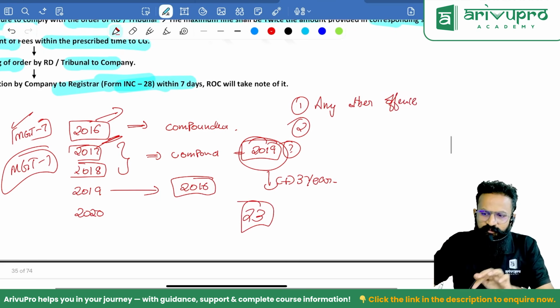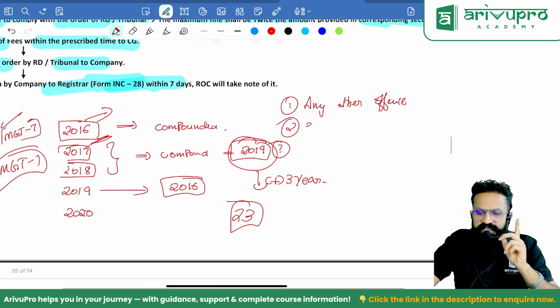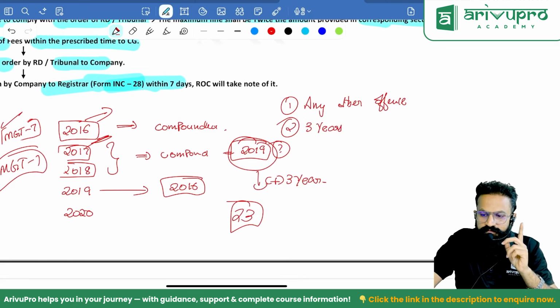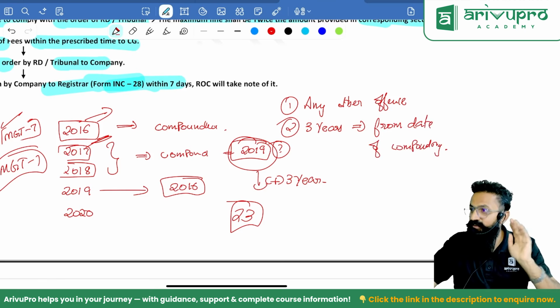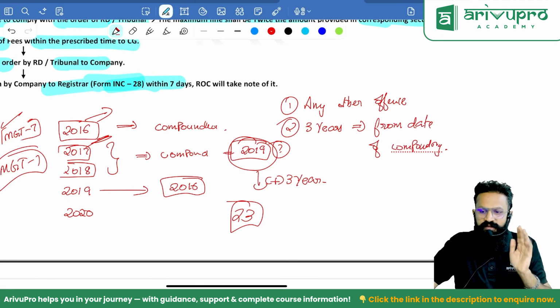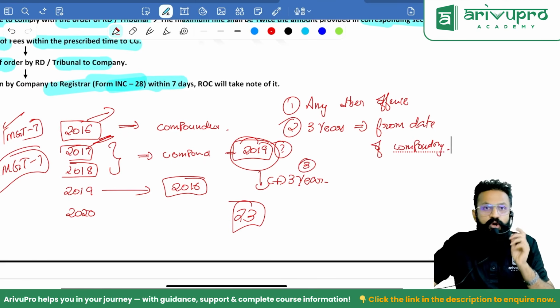So second thing is, people, what? The 3 years is from the date of... I wish we will be tested in the same way. Yeah, that is how I want the paper to come. But okay. Third one, what else?